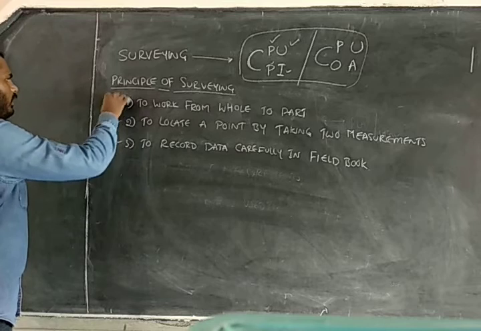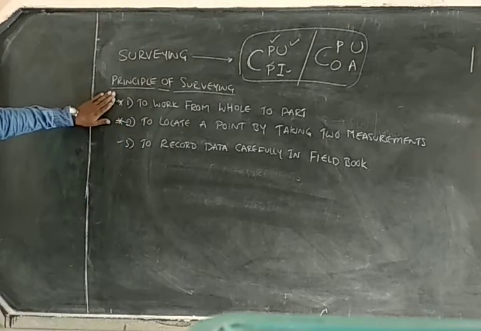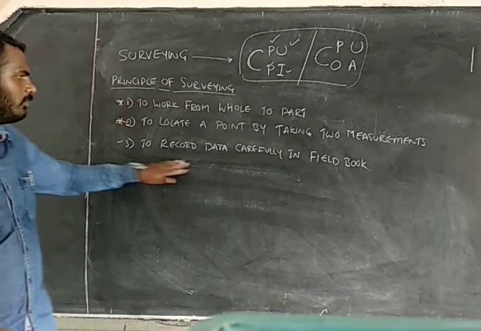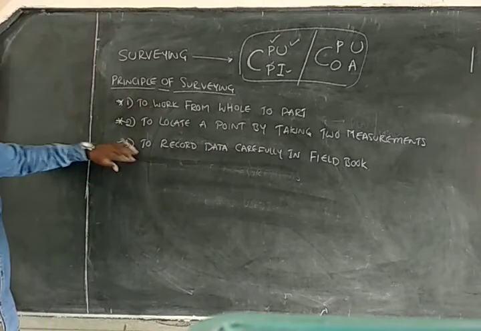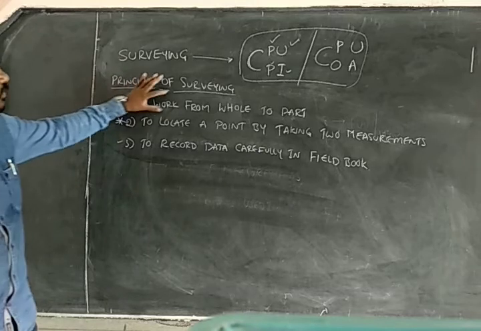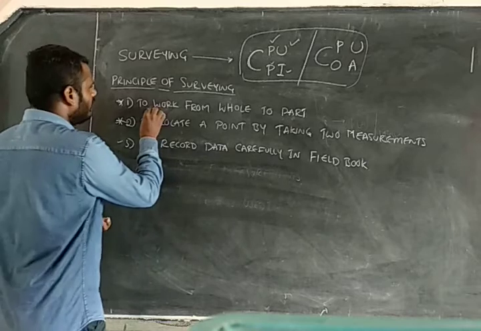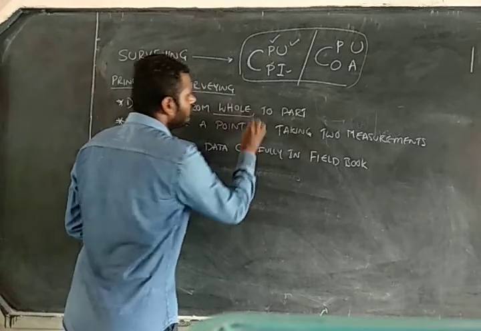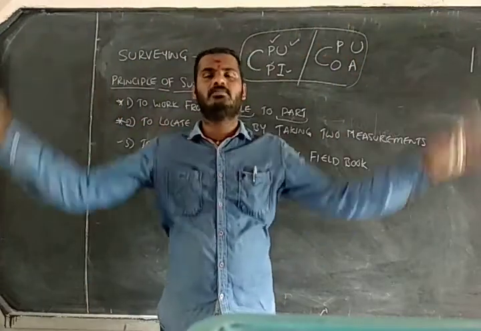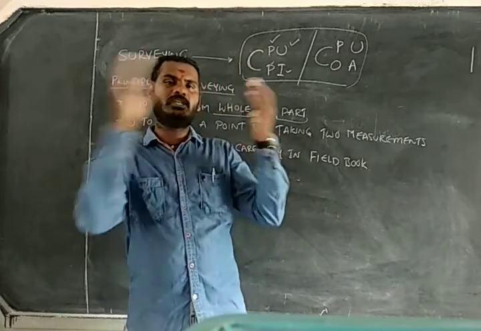In that we can stress the first one and then the second one. Why? Because these two are very, very important, whereas the third one depends on the worker, the surveyor or observer. So first we go to the first one. The first principle of surveying is to work from whole to part. What do you understand in this case? Whole means which includes the total. A part means a particular thing, a small thing in the total.